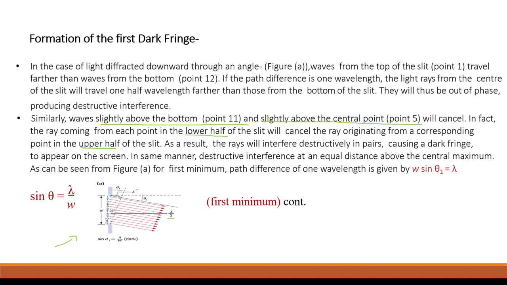As a result, the rays will interfere in these destructive interference pairs, causing a dark fringe to appear on the screen, because all these have a corresponding pair that they're interfering with destructively. In the same manner, there is destructive interference at an equal distance above the central maximum. So as we can see from figure A, for the first minimum, the first dark spot, we have a path difference of 1 wavelength given by this expression.